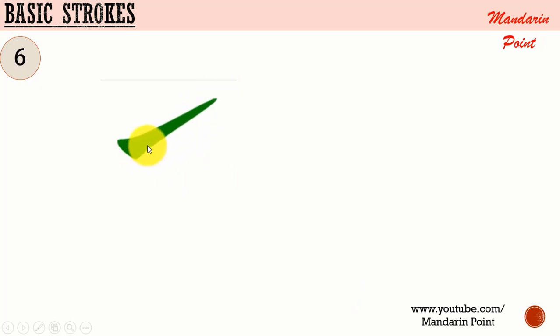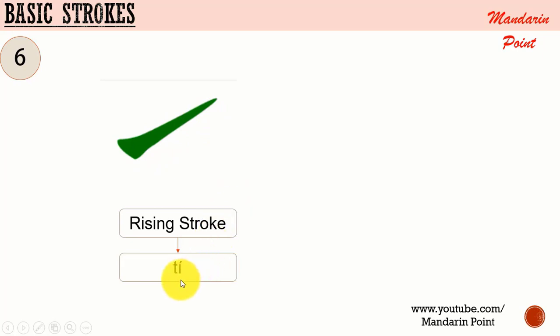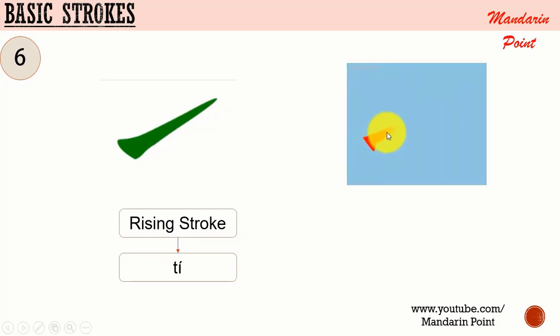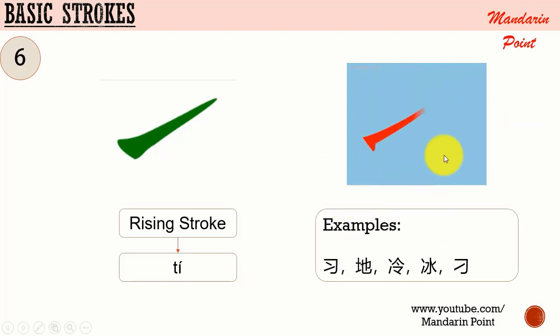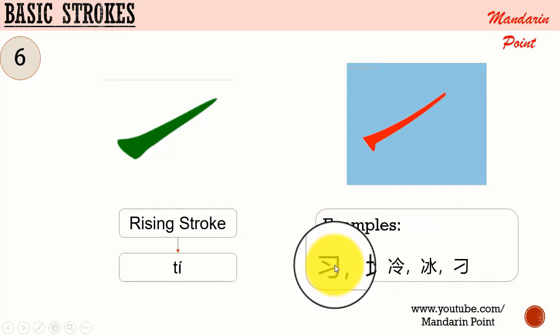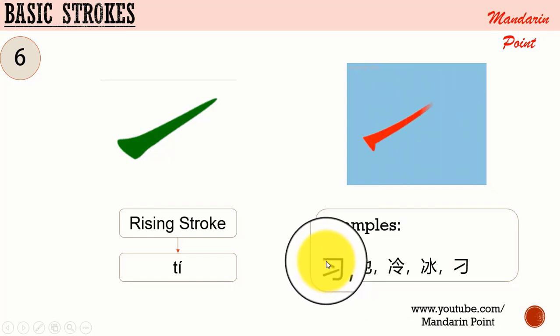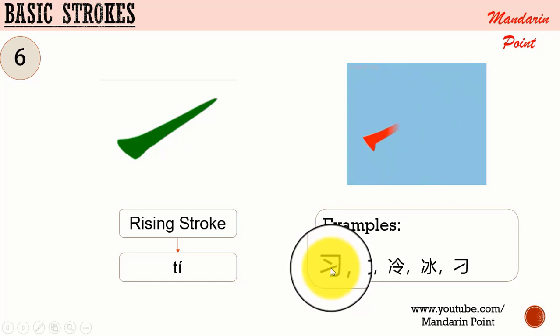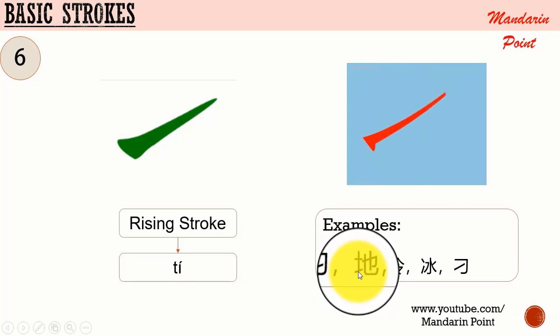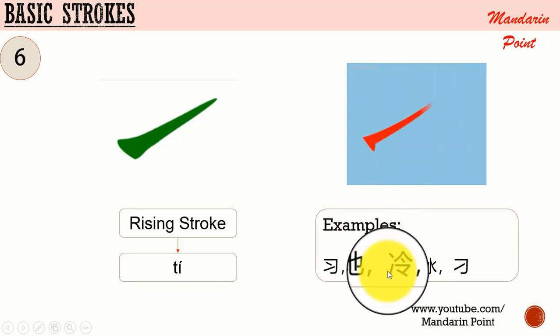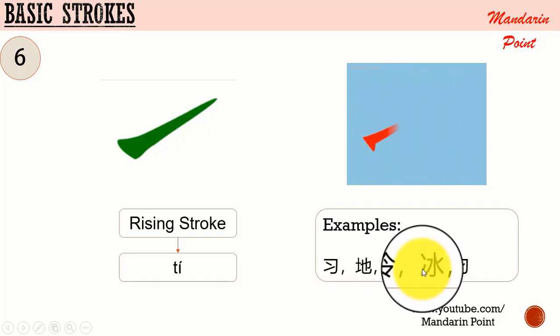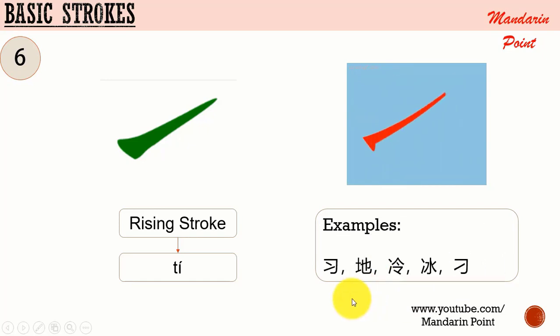Okay, and this one is a rising stroke. It is just rising from the bottom. And in Chinese we call it ti, and we write it like this. We start from the bottom and gradually move towards the right side while rising. So let's find an example. Here you can see this one is a rising stroke, this one is a dot, and this one is a rising stroke.